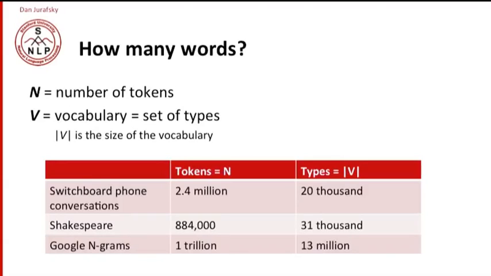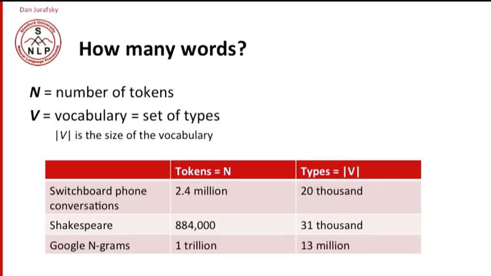Data sets of text are called corpora. And here's 3 important corpora. The Switchboard corpus of phone conversations has 2.4 million word tokens, and there's 20,000 word types in those 2.4 million words. Shakespeare has just under 1 million word tokens. Shakespeare's quite a small corpus. He wrote 800,000 words in his lifetime. And in that less than 1 million words, he actually used 31,000 distinct words. So he had a very, very broad vocabulary, famously. And if you look at a very huge corpus, the Google Ngrams corpus has 1 trillion different tokens, a very large number of words, there's 13 million types.